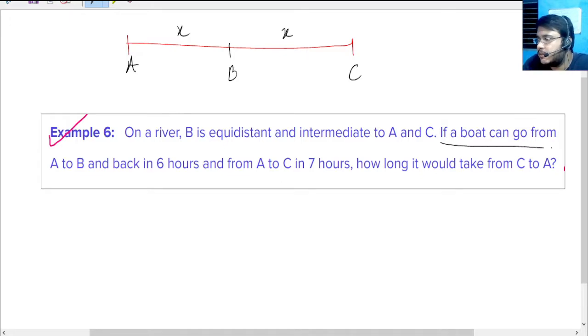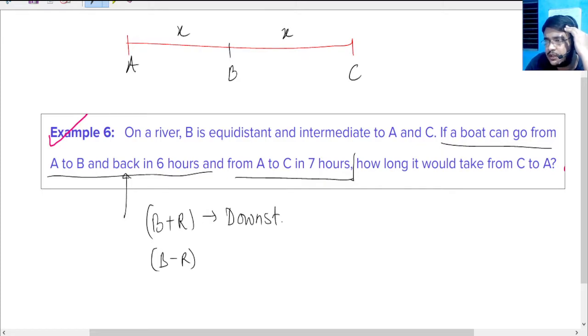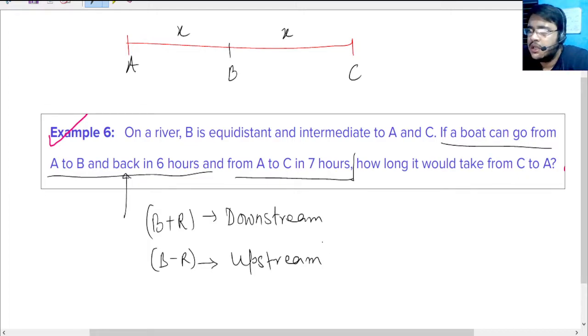Now it is saying that if a boat can go from A to B in 6 hours and from A to C in 7 hours, okay, see, A to B and back, what does this mean? So basically we all know that whenever we are looking into a boats and stream question, B plus R and B minus R is always there. This is a downstream condition and this is an upstream condition.